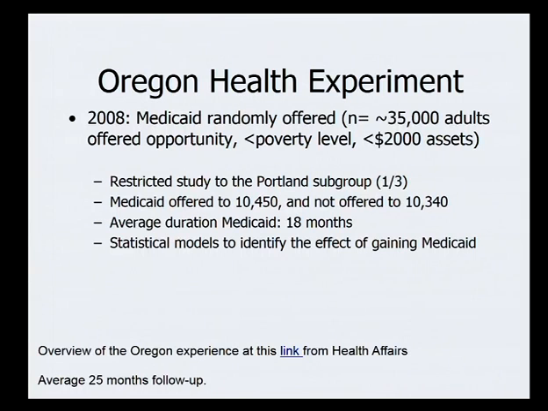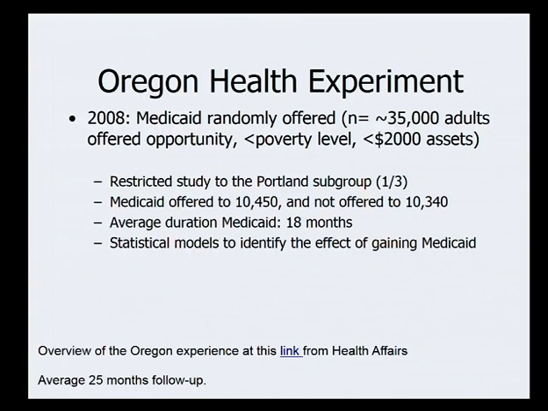Medicaid was essentially offered to 10,450, not offered to 10,340. The average duration of the Medicaid experiment in the results that I had checked for this talk was about 18 months of impact. And they tried to look at statistical models to see what was the impact of gaining Medicaid, given that not everyone who was offered actually completed the paperwork and got into it. And they had about 2 years of follow-up. Looks like they had 18 months of exposure and 2 years of follow-up. Those are the studies I looked at, and the results didn't change much even a year or two later. It is worth saying that what the impact is of offering Medicaid to people in the city of Portland might be different than on a country basis.